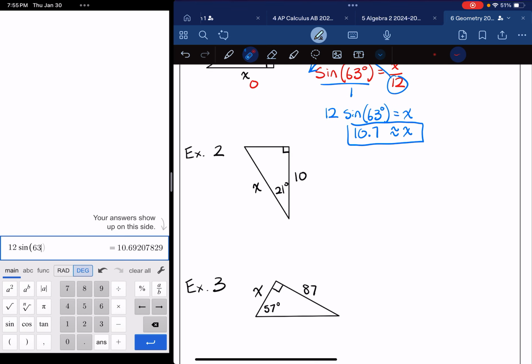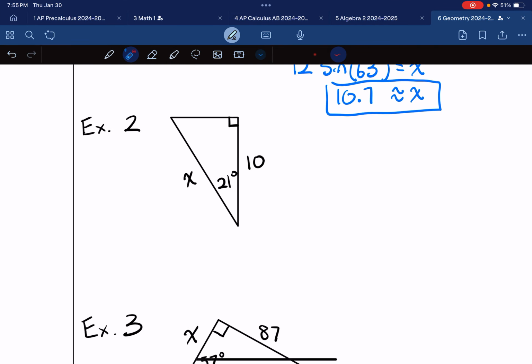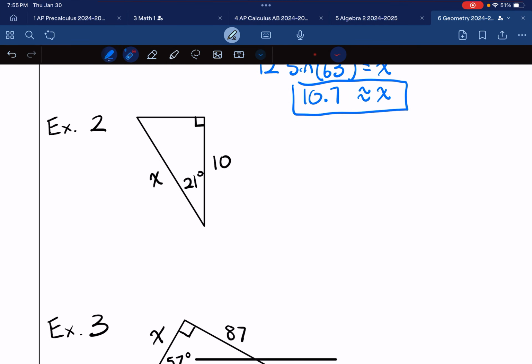All right, then we move on to example 2. I'll bring back the calculator when we need it. For now, let's go ahead and set up our trig function. Again, using SOHCAHTOA. Let's go ahead and label our triangle.